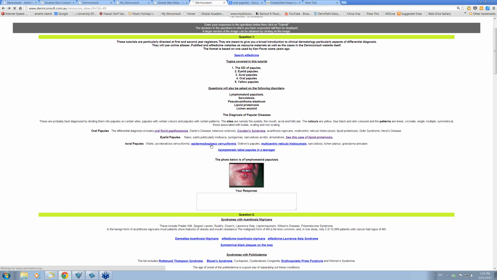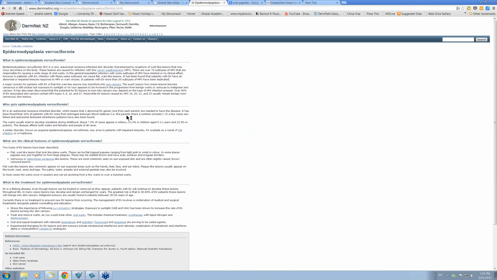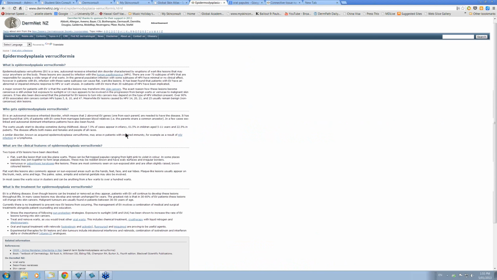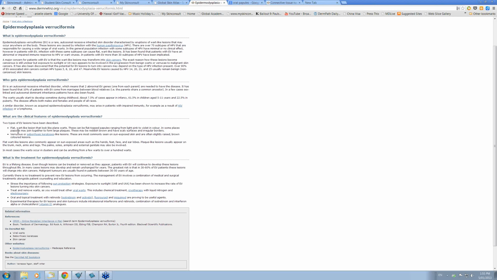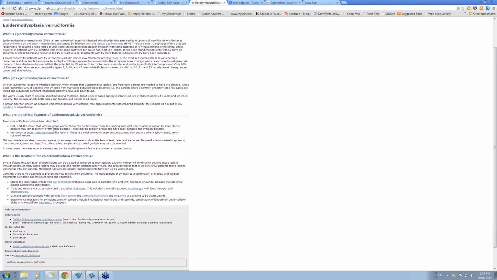I think we'll flick into this. It's a DermNet reference that we've got here. I don't know if we've got any pictures. They're saying here that two types of lesions have been described. A flat wart-like lesion that looks like plane warts, varying in color from pink to violet, and they may join together to form big plaques, and the plaques are often reddish-brown. And then there's the verrucous or keratosis-like lesions, normally in sun-exposed areas. There's another variant, by the way, of epidermodysplasia verruciformis that looks like pityriasis versicolor.